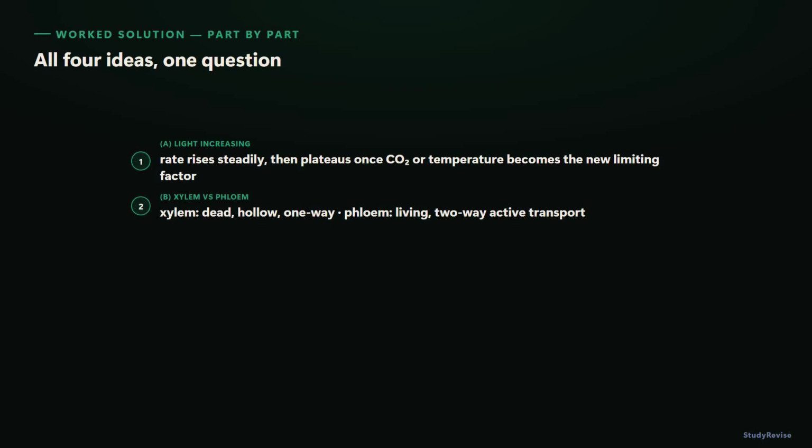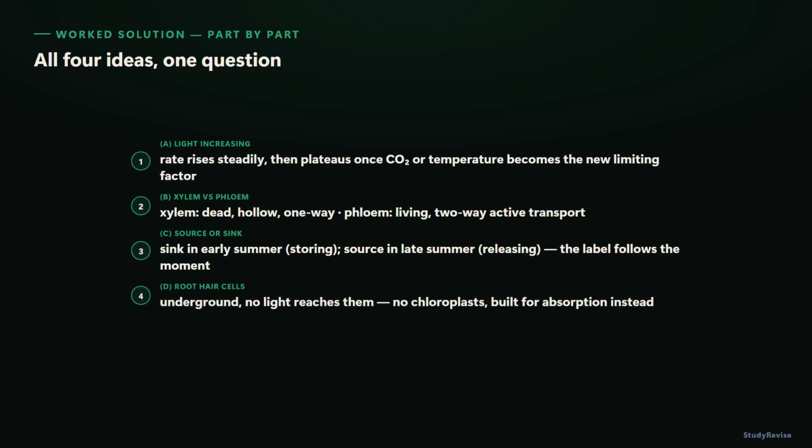Part A. The rate increases steadily as light intensity increases, until some other factor, carbon dioxide or temperature, becomes the new limiting factor instead, at which point the rate plateaus and stops rising. Part B. Xylem cells are dead and hollow, forming a continuous one-way tube suited to moving water upward. Phloem cells are living, suited to the two-way active transport of sugars.